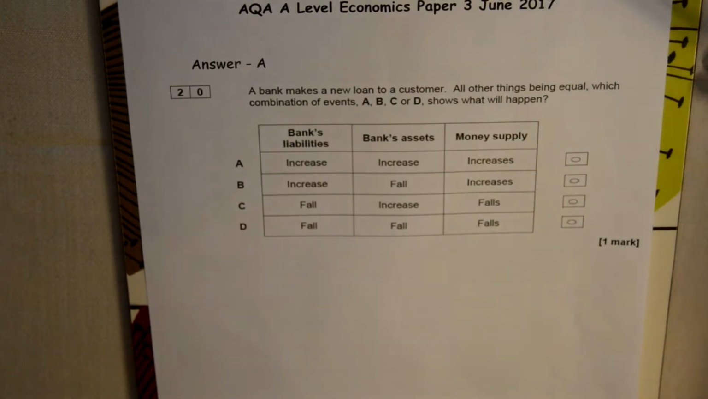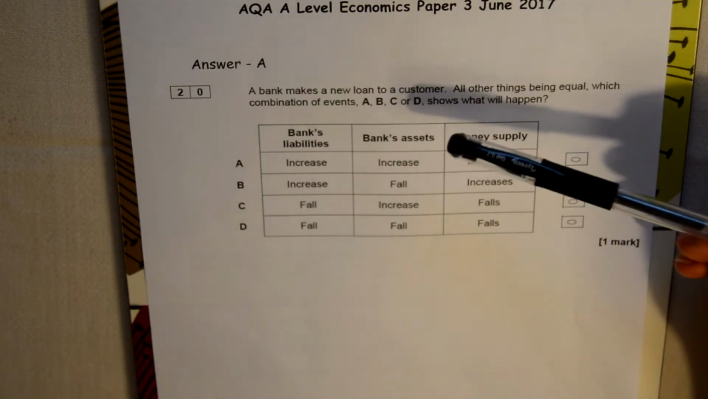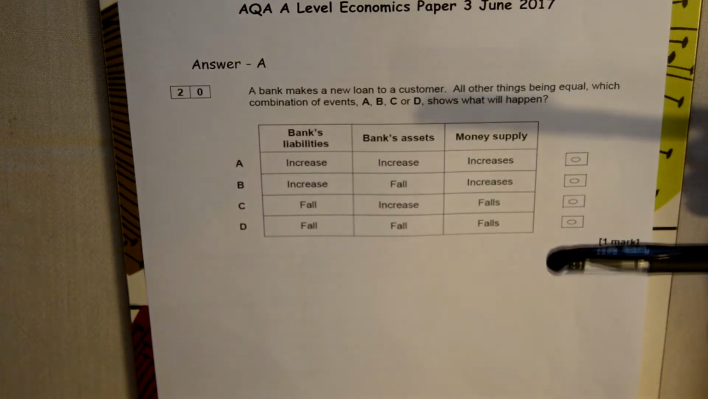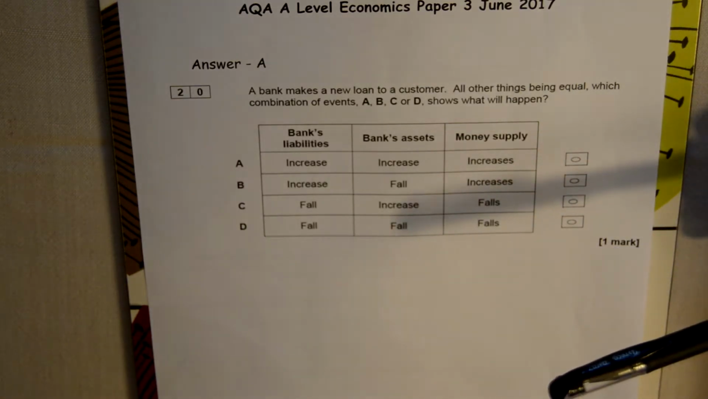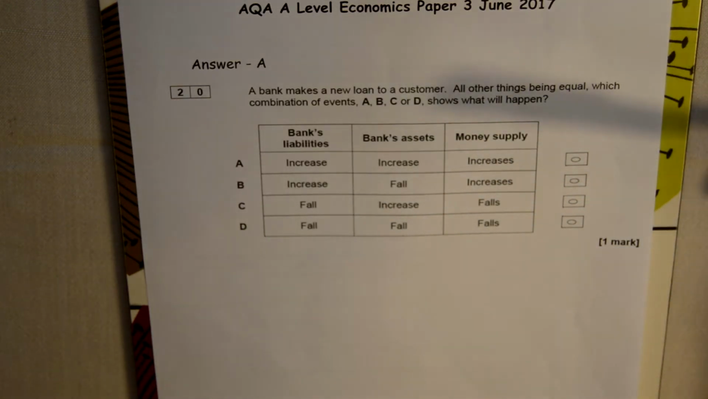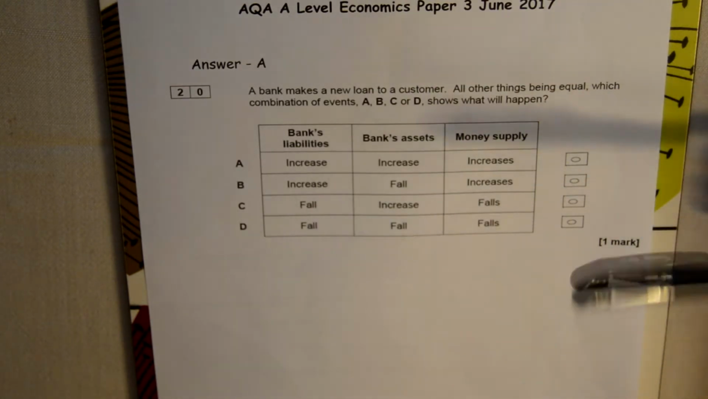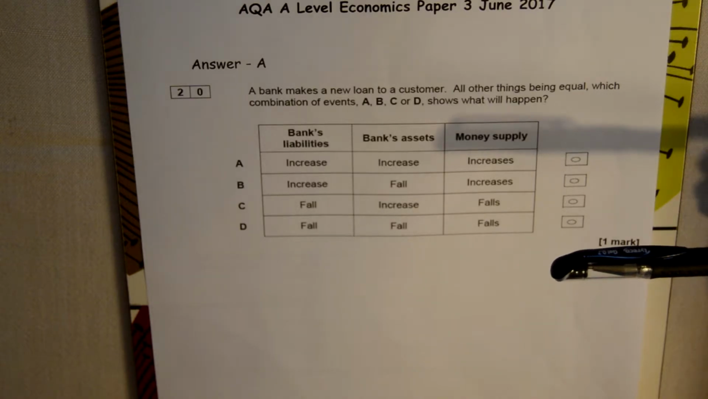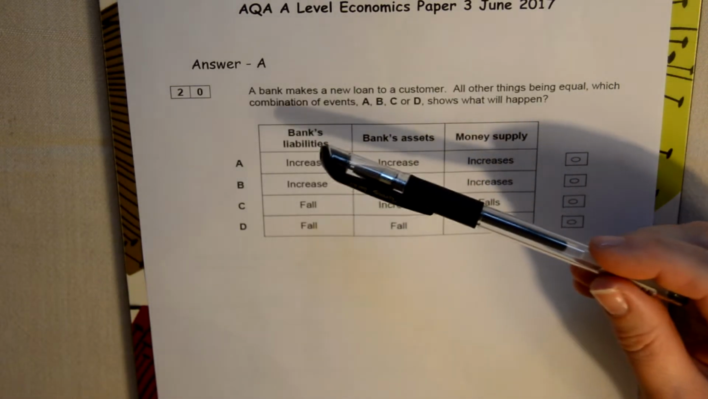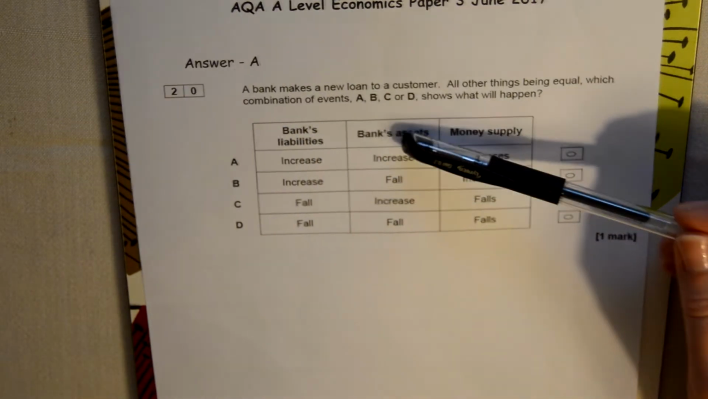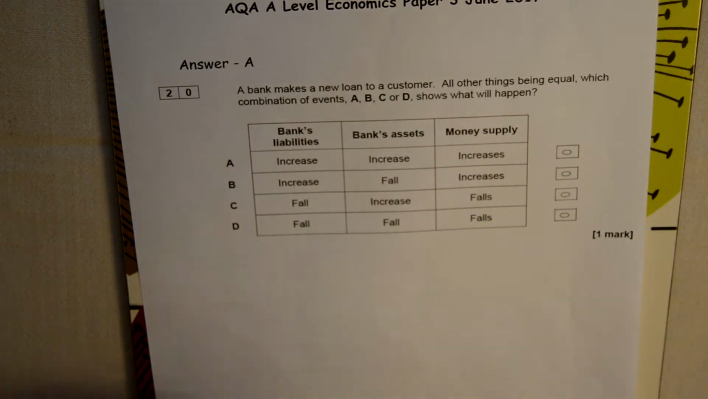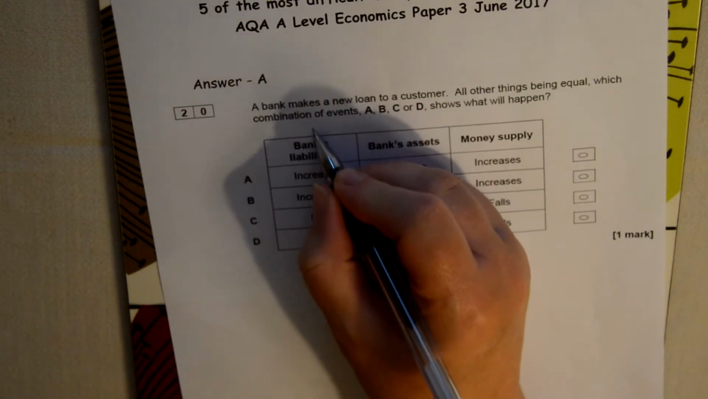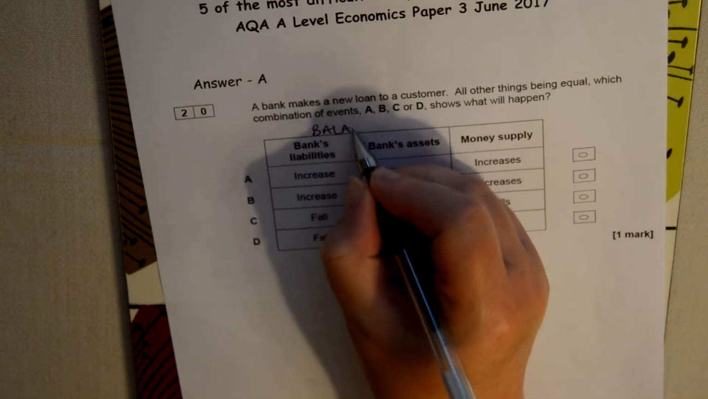Let's think about what's going on here. We're looking at a bank. In this case, they're lending to a customer. It's a commercial bank like HSBC, TSB, Barclays, something like that. They're a lender and they're a deposit taker from customers and businesses. And what you've got to remember here is that if we're looking at the bank's liabilities and the bank's assets, we're talking about the bank's balance sheet.